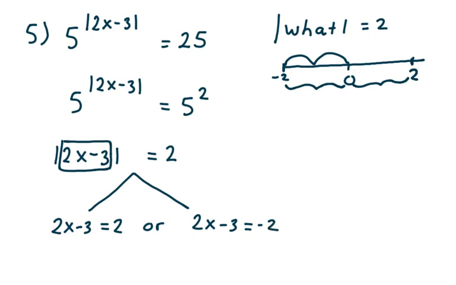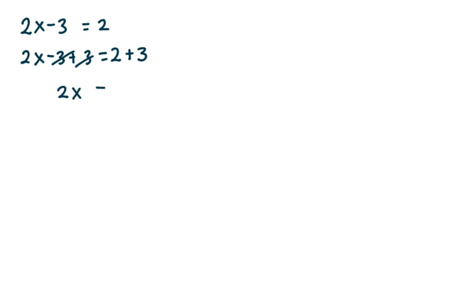So we need to solve for x in both cases. Now, if 2x minus 3 is equal to 2, then 2x minus 3 plus 3 is equal to 2 plus 3. So the 3's here cancel, and we get 2x equals 5. So x equals 5 halves. That's one of the solutions.